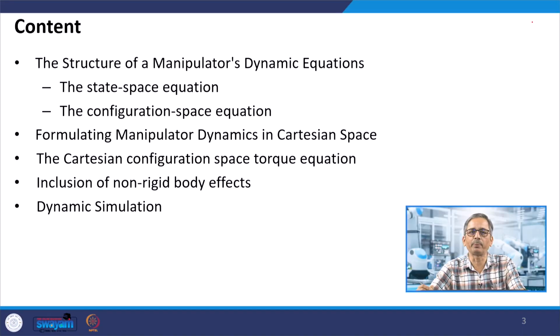So, here is the content. For the structure of the manipulator dynamic equation, we will look at how it looks in the state space form and in the configuration space form. Then we will formulate the manipulator dynamic equation in Cartesian space, followed by the Cartesian configuration space torque equation, and we will see the inclusion of non-rigid body effects such as friction. At the end I will discuss dynamic simulation.